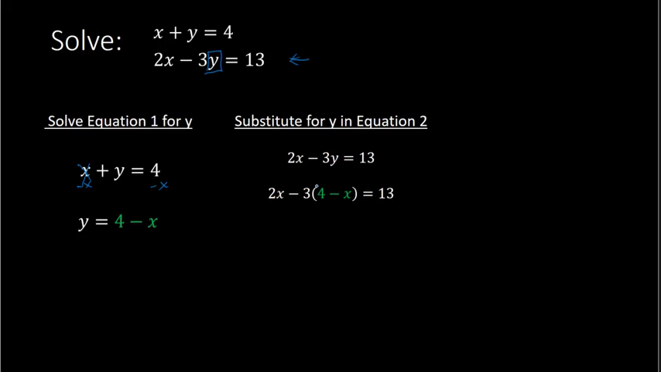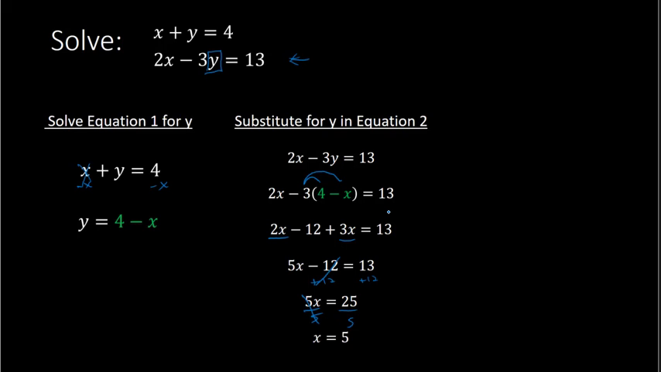Then I can solve this. Negative 3 times 4 is negative 12, and negative 3 times a negative x is a positive 3x. So I have 2x plus 3x, which is 5x. So 5x minus 12 equals 13. Solve for x by adding 12 to both sides. We now have 5x equals 25. Then divide both sides by 5. Now we have x equals 25 over 5, which is equal to 5.